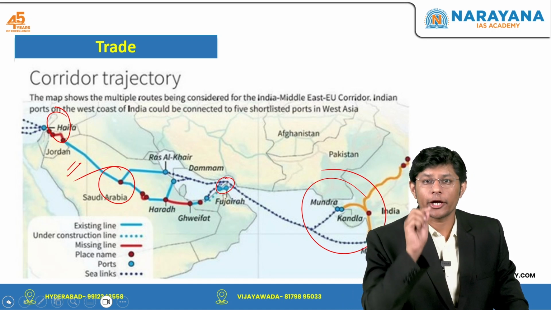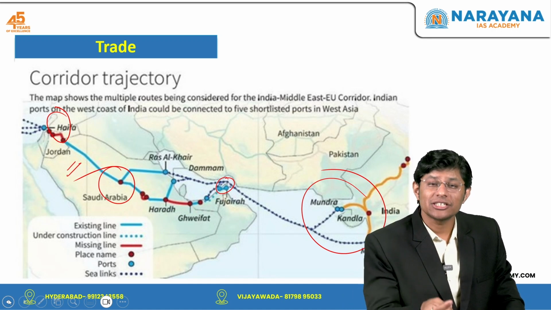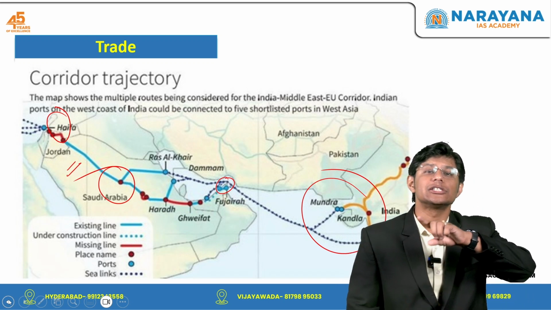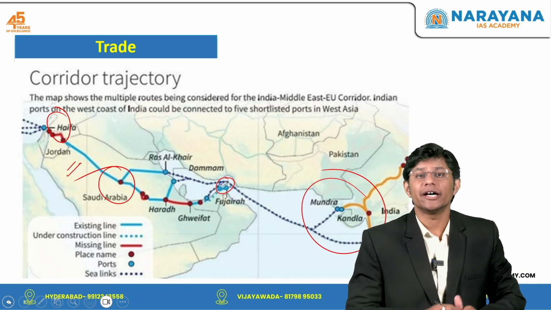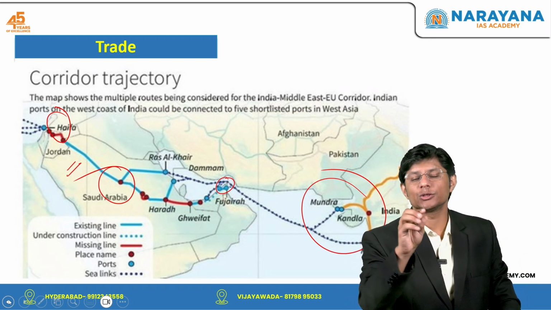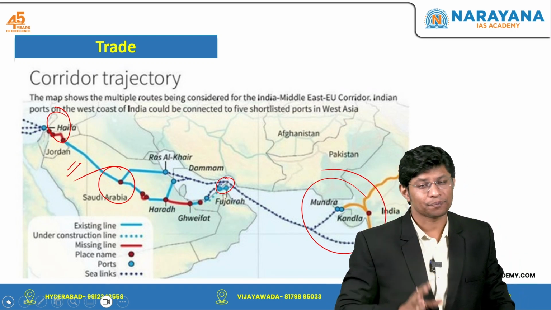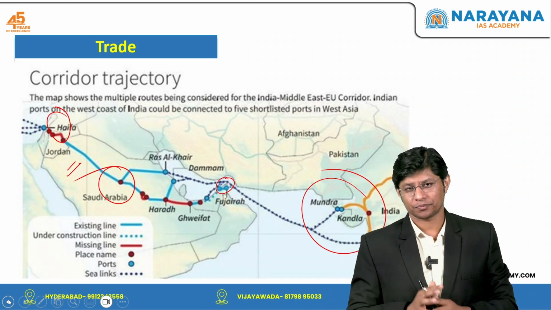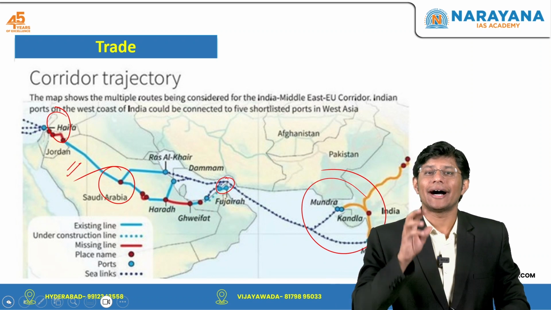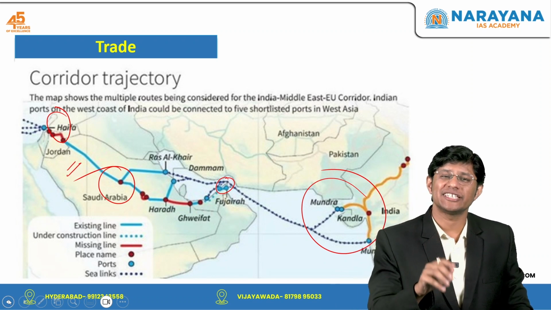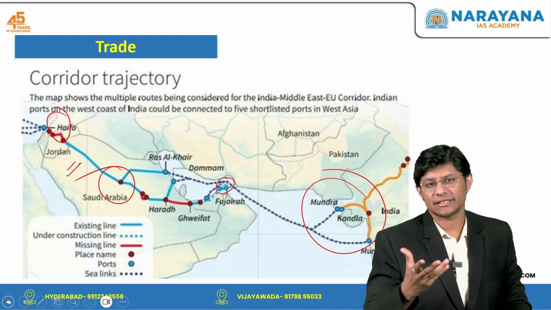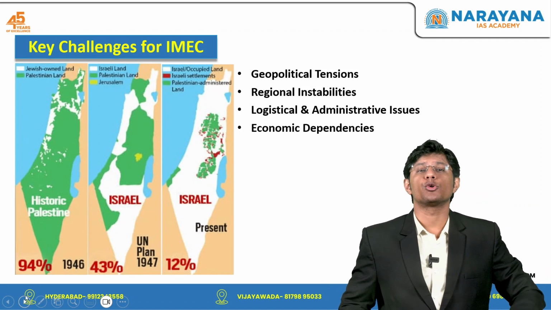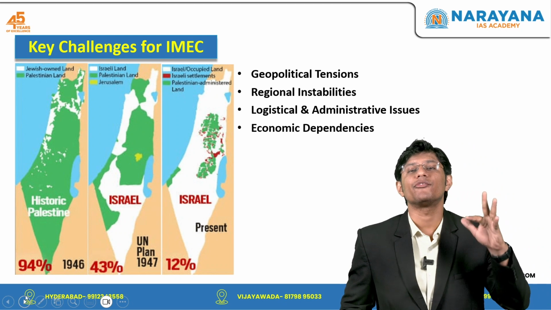So this IMEC corridor also supports regional resilience. How? By providing an alternative to the Suez Canal, thereby reducing dependence on the Suez Canal. Right? I hope you understood the importance and significance of IMEC corridor. But however, this corridor is facing some fundamental challenges. And one fundamental challenge is that it is going through a geopolitical flux.